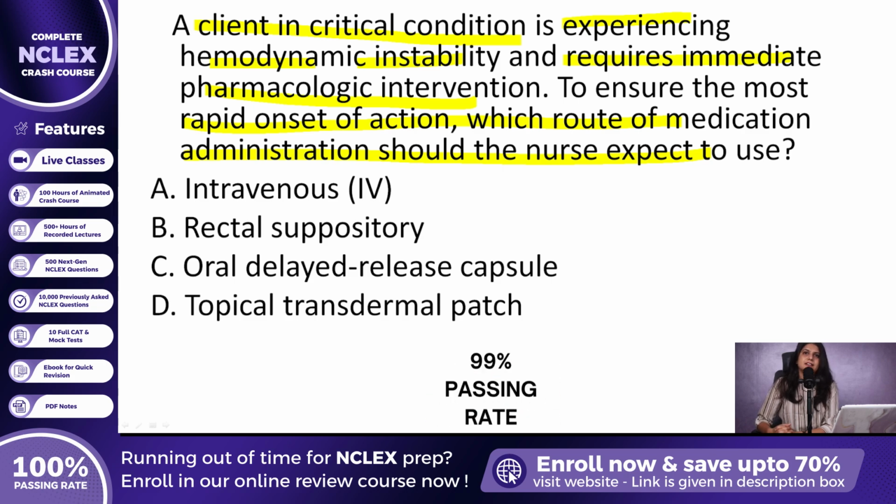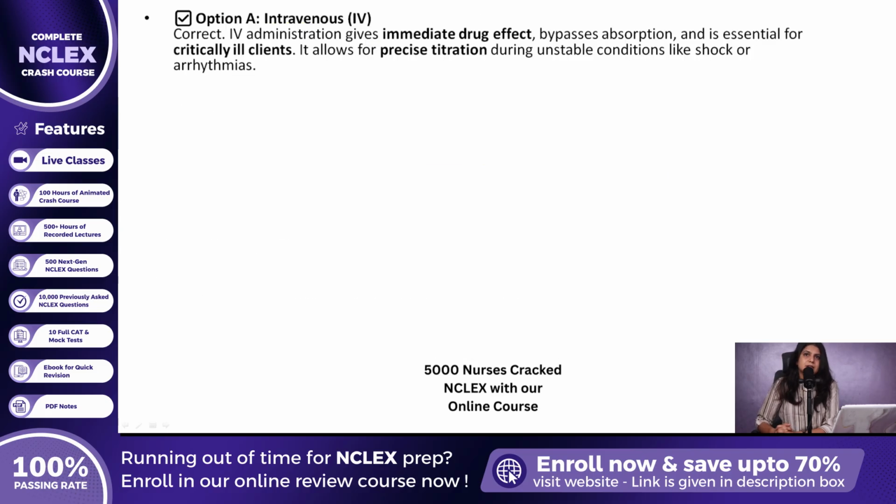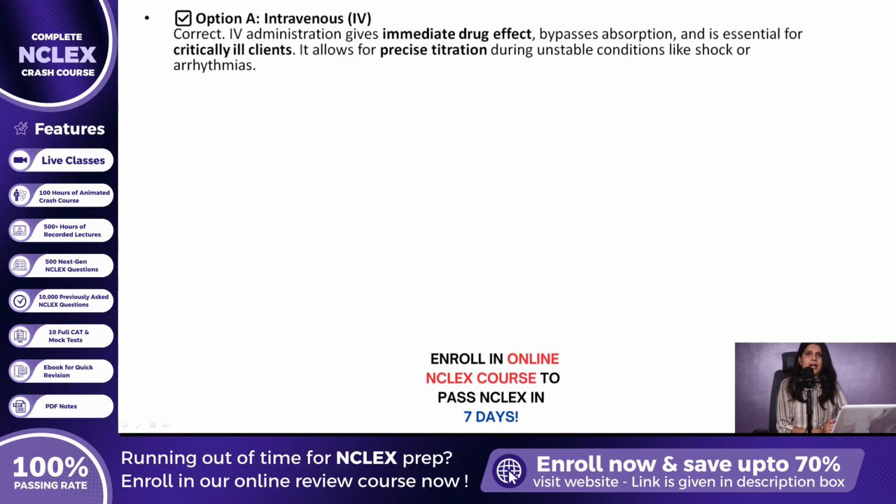The correct answer is option A, intravenous. This route delivers the drug directly into systemic circulation with no barriers in between. That immediate action is critical when treating conditions like shock, arrhythmias, or severe hypotension. It also allows for real-time adjustments to meet the client's changing needs.